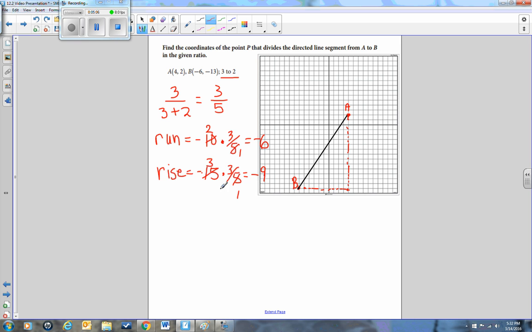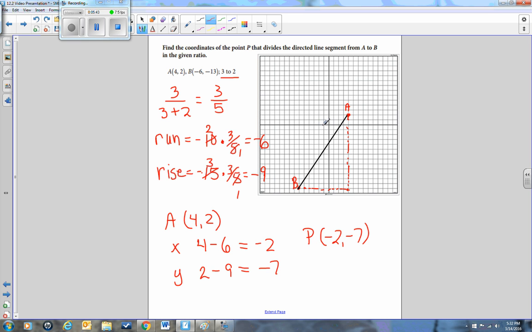So I want to move negative from point A, which is 4, 2. I want to move negative 6 as far as the run goes, so I put minus the 6. This is the x value, and that answer is negative 2. For my y value, I grab the y value for A, and I put a 2 down. I look at the rise, and it's minus 9. So that's negative 7. My point P is going to be at negative 2, comma, negative 7.